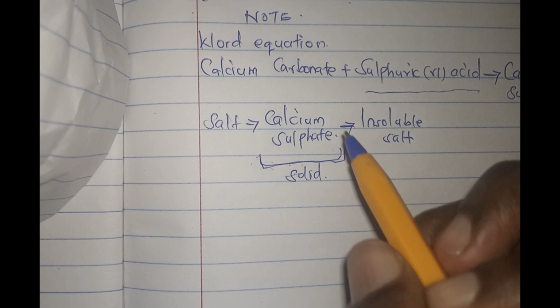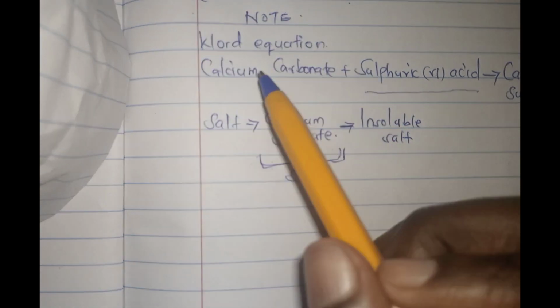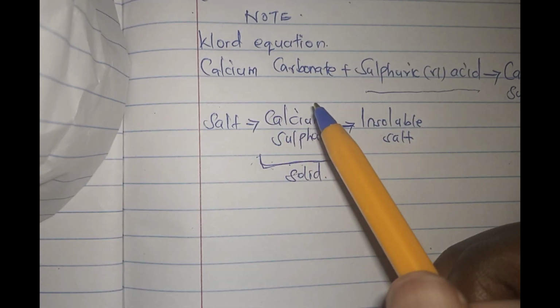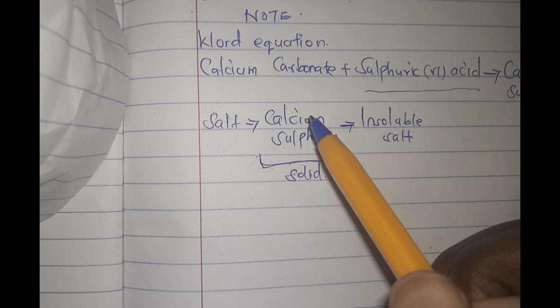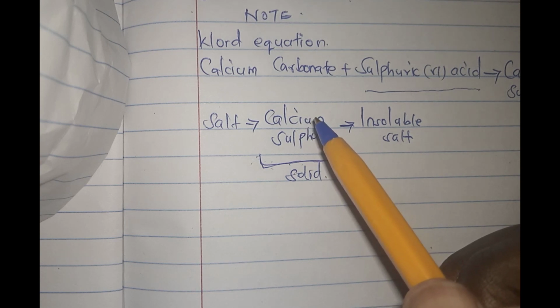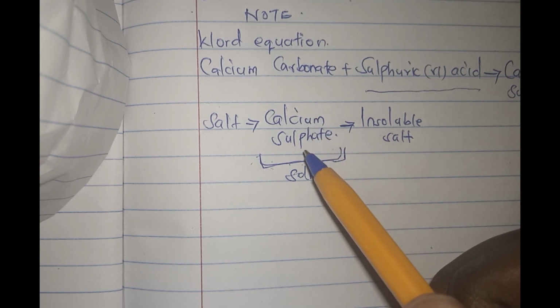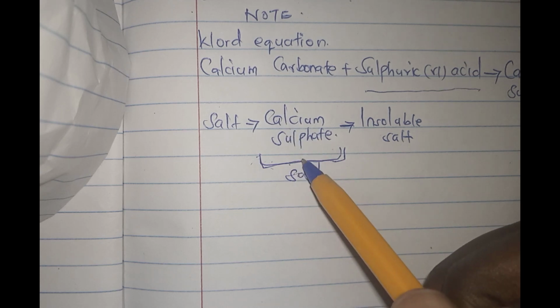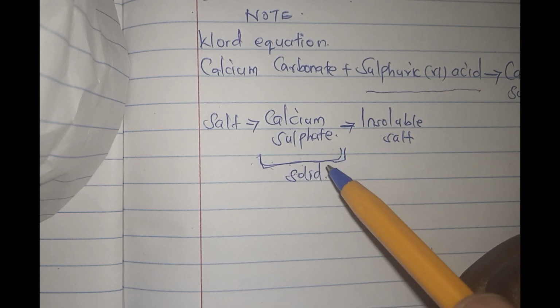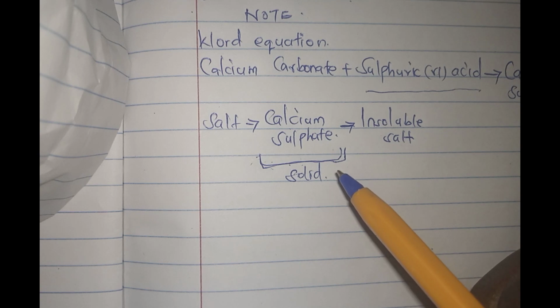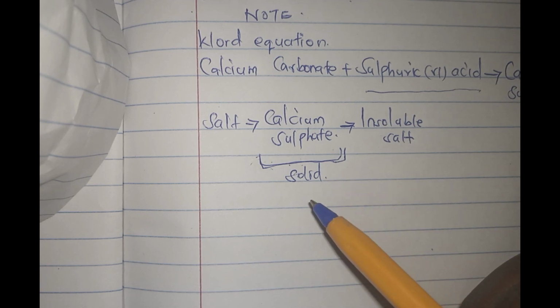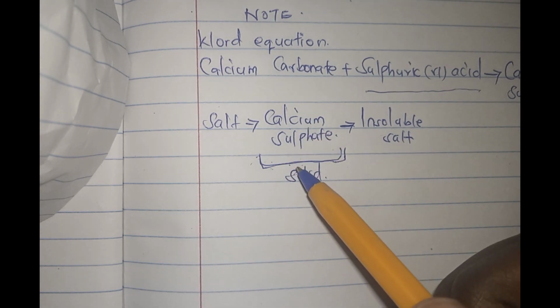So remember that this is a note. Always note, when calcium carbonate is reacted with specifically sulfuric acid, the reaction will eventually stop due to the formation of an insoluble salt, which is calcium sulfate. Remember, this is solubility, and the reaction will definitely stop because of this salt that is formed.